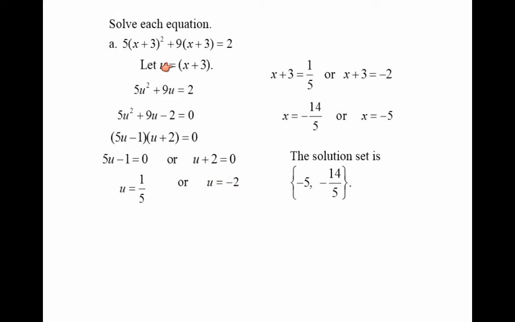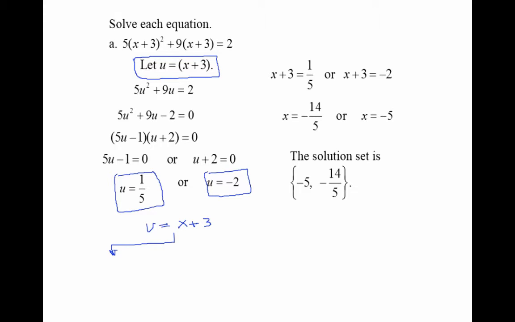Or, if u is equal to negative 2, then I plug it back in here again. So once I find these two values, I'll go back to my original assumptions. I said u is equal to x plus 3. The two cases I have to check.